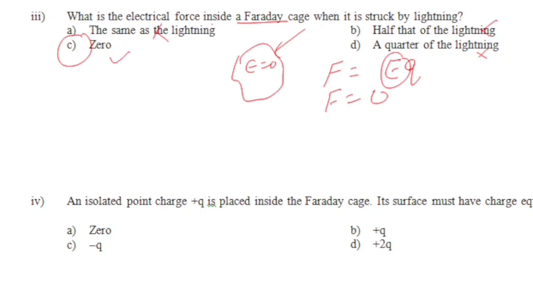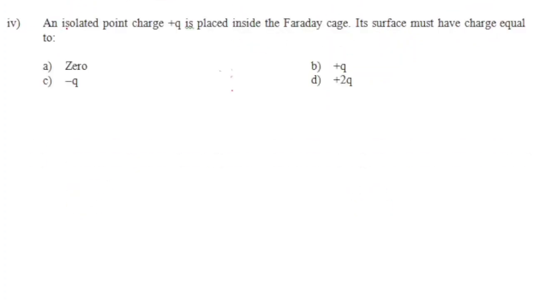Right, now next question number 4. Question is, an isolated point charge plus Q is placed inside the Faraday cage. Its surface must have charge equal to, there is a Faraday cage, right? And plus Q charge is placed inside this Faraday cage. Now, what is the charge on its surface? You know, induction process. Due to induction process, how much charge is present on the surface? Option A is 0. Option B plus Q. Option C minus Q. Option D plus 2Q. Which option is correct?